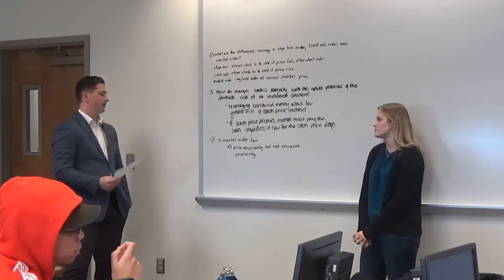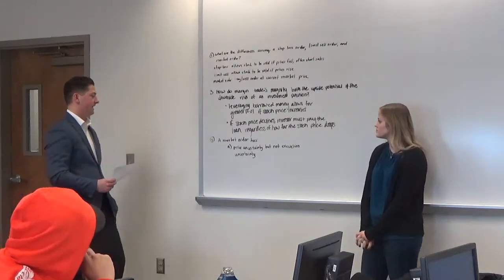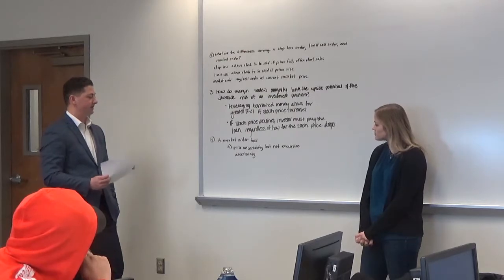And the last one, number 4, was a multiple choice question. So it asked, a market order has what? And it was A, price uncertainty but not execution uncertainty.